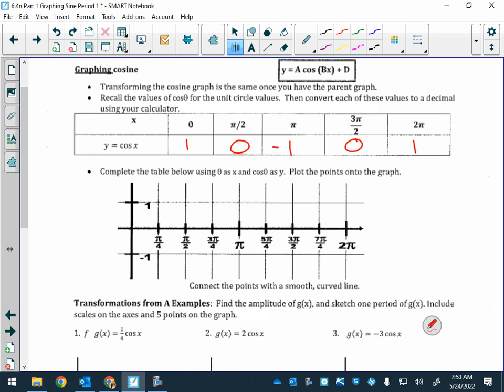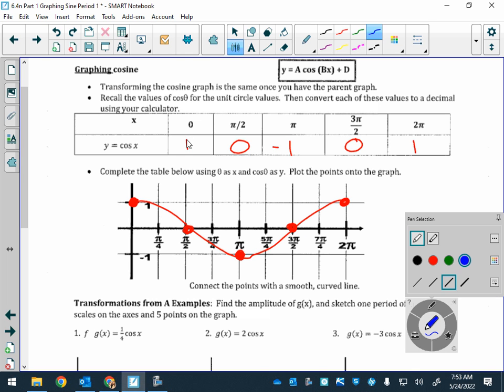Okay, so cosine, we are now starting at 1. Okay, pi over 2, we are at 0. Pi, we are at negative 1. 3 pi over 2, we are at 0. 2 pi, we are at 1, sorry. Okay, so same thing applies here, for your parent function. Okay, your midline, which is the center of the graph, is still y equals 0.